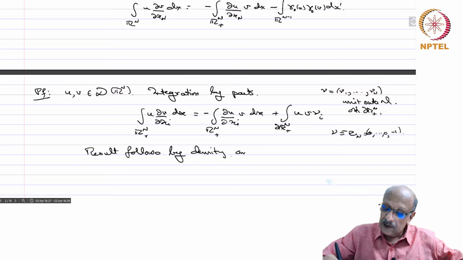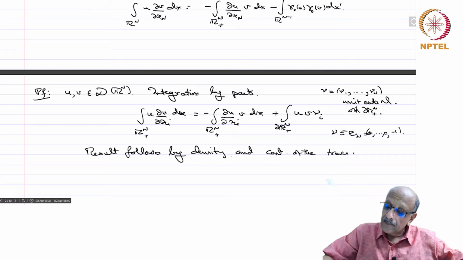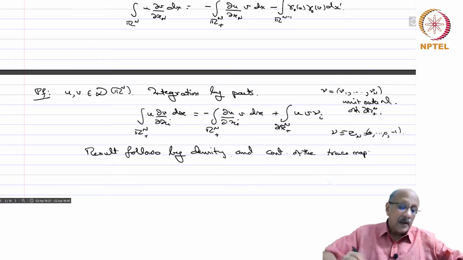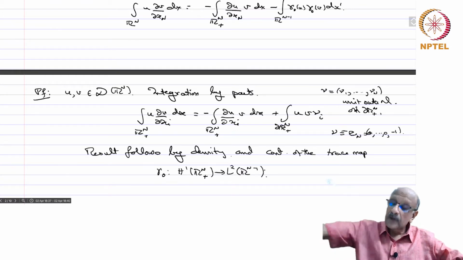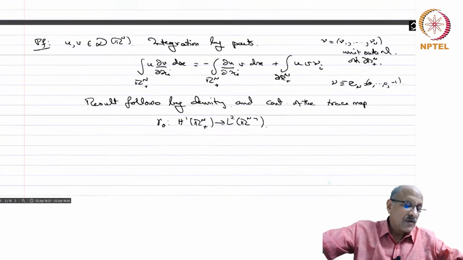And continuity of the trace map, gamma naught from H1 of Rn plus to L2 of Rn minus 1. Okay, so that proves the first relationship.